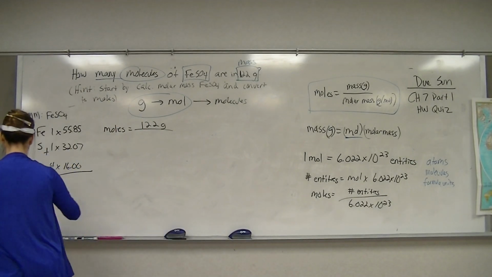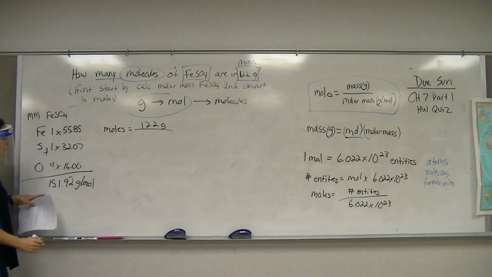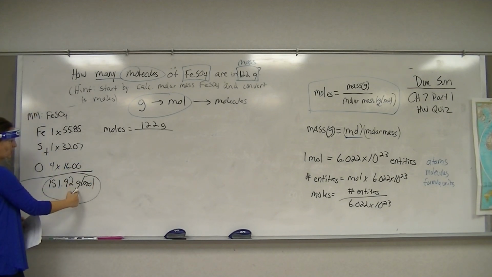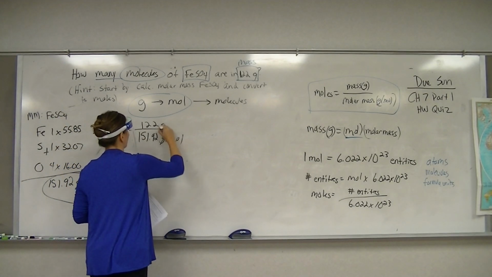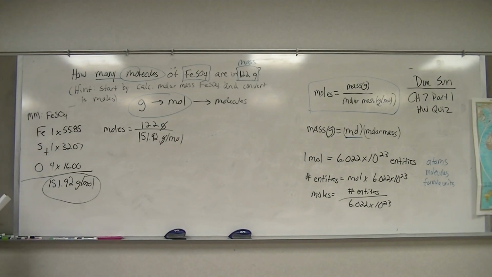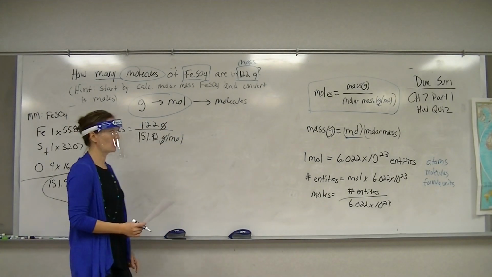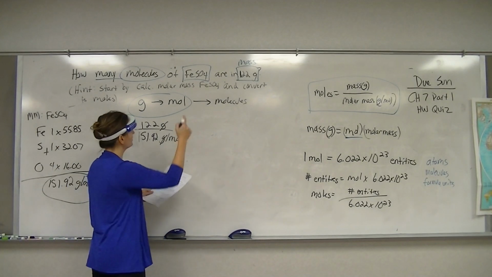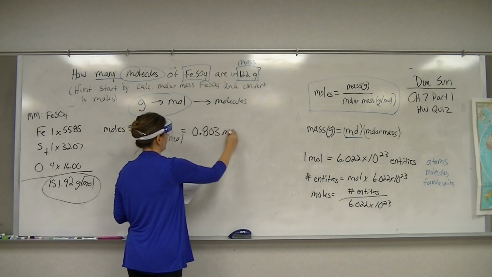I get 151.92. And remember the units on it are grams per mole, because this is the molar mass that we're going to plug in here. And the units, we need the grams to cancel and the moles to stay. So 151.92 grams per mole. So this is going to get us to the moles, so that next we can go to molecules. So when we divide this out, it tells us that in that 122 gram sample, we have 0.803 moles.